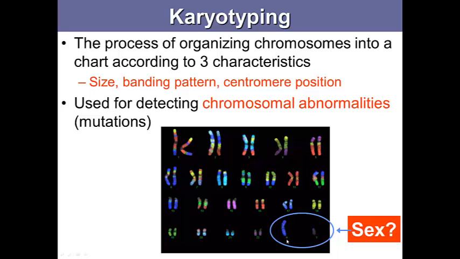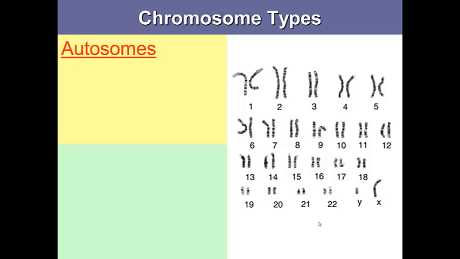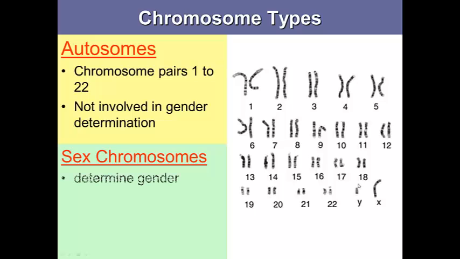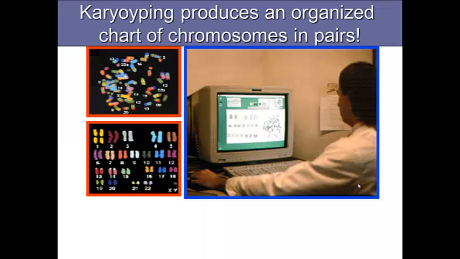Here we have the sex chromosomes. We have an X chromosome and a Y chromosome, so this individual is a male. Autosomes are considered to be chromosomes 1 to 22. They're not involved in gender determination. The sex chromosomes are the 23rd pair of chromosomes, and they can be X or Y. They determine gender. Females are XX, and males are XY.